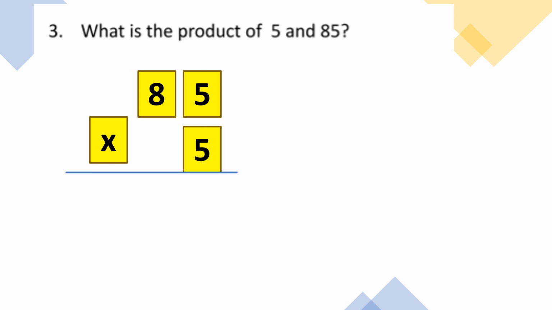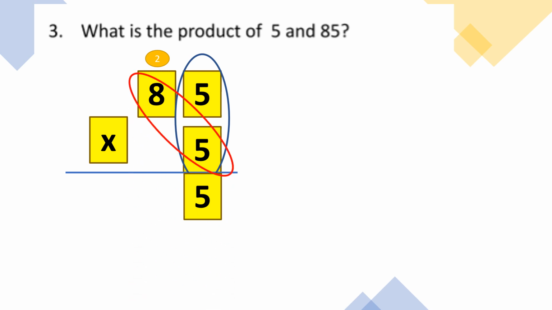And let's start with the ones place. 5 times 5 is 25. So we're going to write 5 in the ones place, carry our 2 over the tens place. Now let's multiply 5 times 8. 5 times 8 is 40. And we're going to write down our 40.